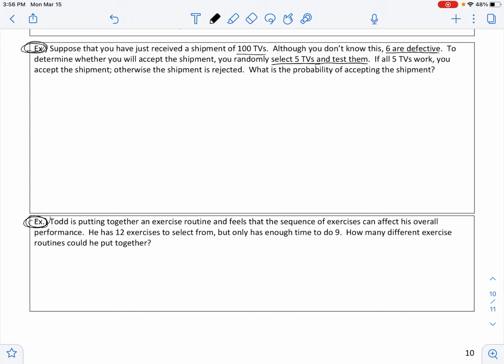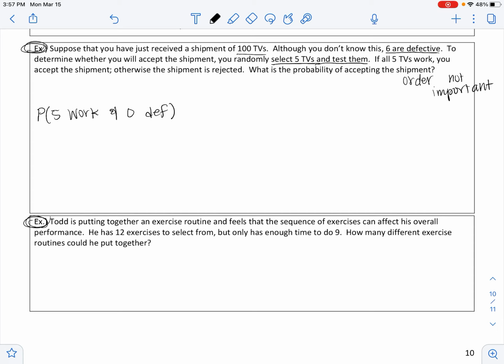So again, in order to accept the shipment, you're going to be selecting 5 TVs, and all 5 TVs have to work. So we have to find the probability that all 5 are going to work or be good, and 0 of those 5 are going to be defective. For this problem, order does not matter because we are just selecting these 5 TVs. It doesn't matter if you have TV 1, 2, then 5, then 4, then 3. So order is not important.